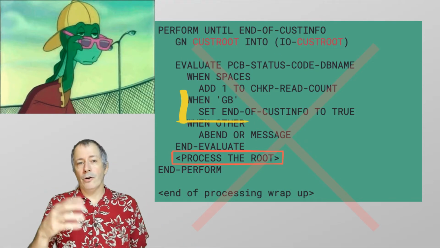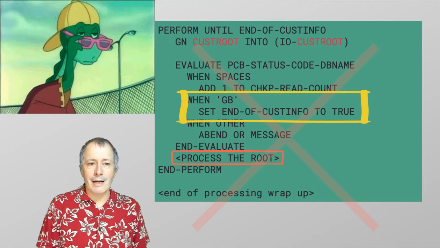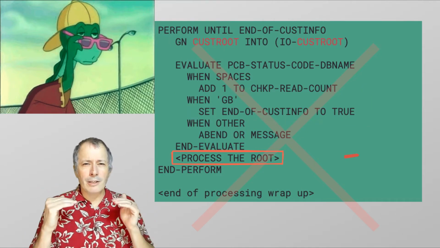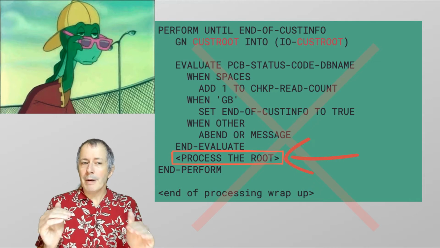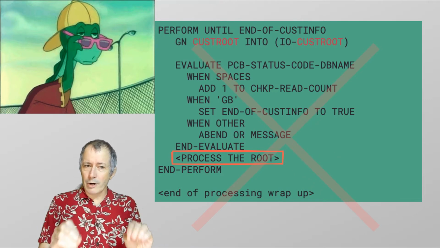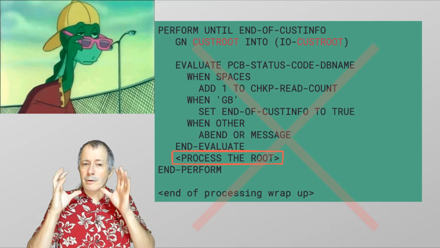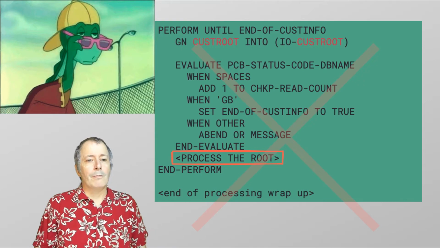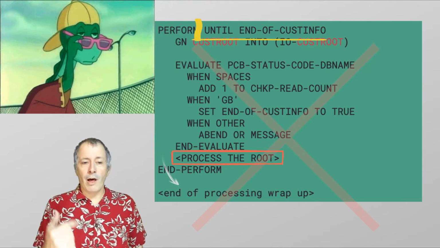Evaluate the status code, which is GB, set the end of database flag to true, process what? IMS did not return any data to the IMS I/O area. So the data for root 2 is processed again. Exit the loop because of the flag.